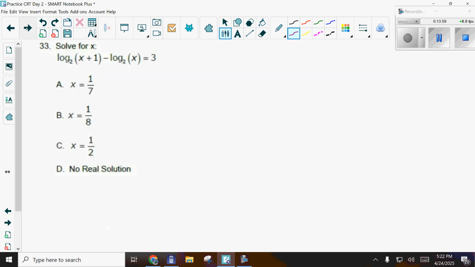Number 33, it says solve for x. So we have to use our condensing rules. We don't want to see the log so many times.